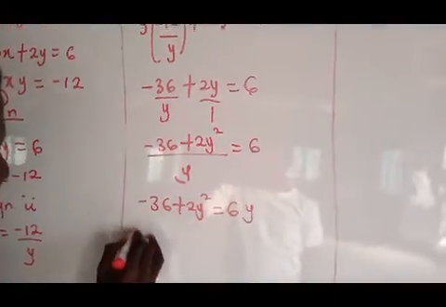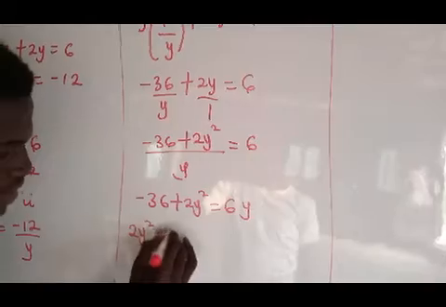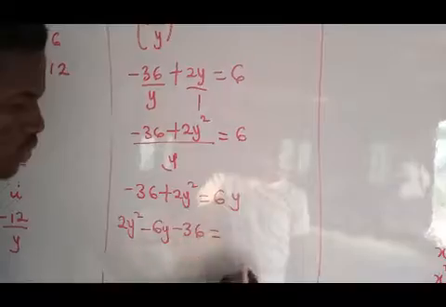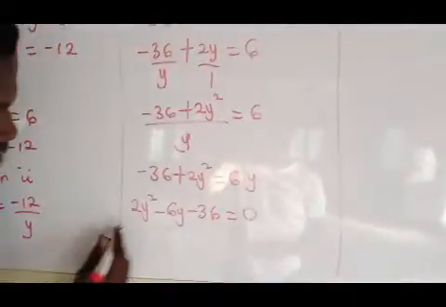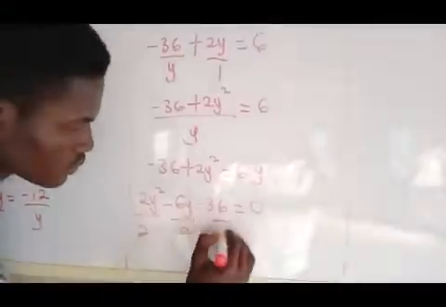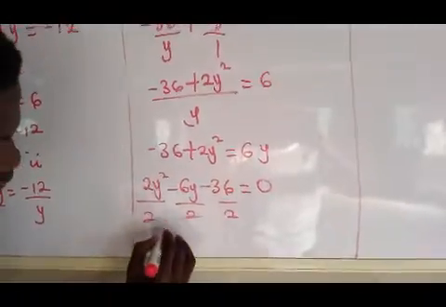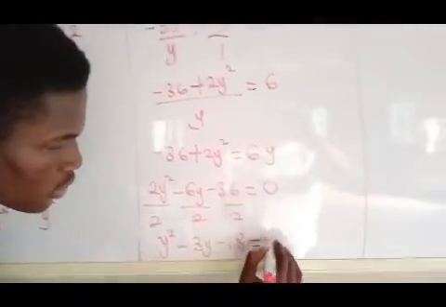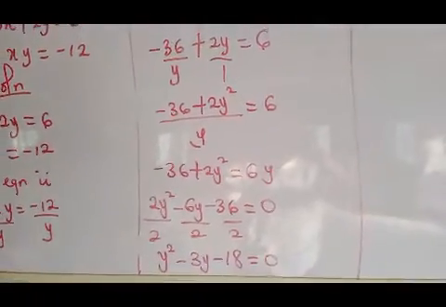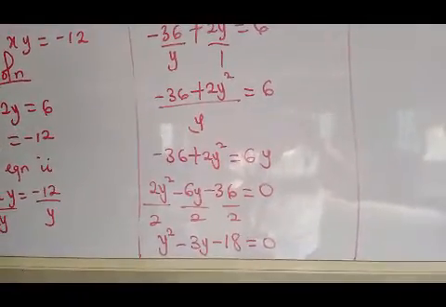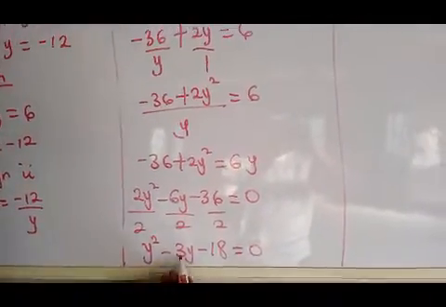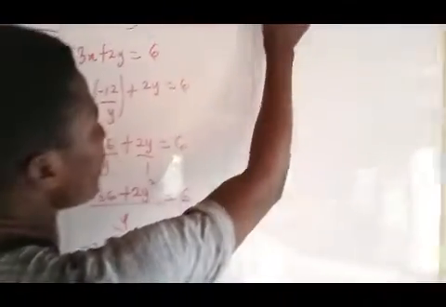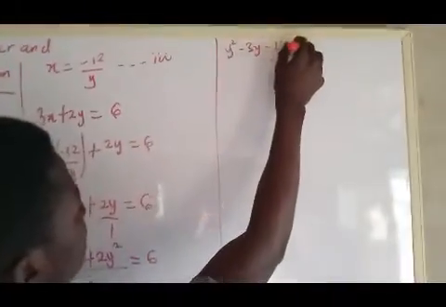So if you rearrange it, that will give us 2y squared minus 6y minus 36 equals 0. Then you can divide both sides by 2. The 2 will cancel and we have y squared minus 3y minus 18 equals 0. Do you get that now? So this is the quadratic equation we are going to have here. Alright, so now let's solve this quadratic to get our y.